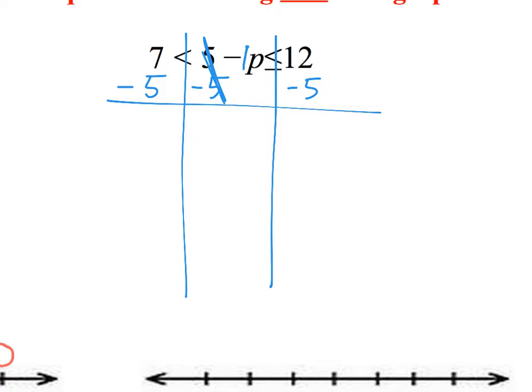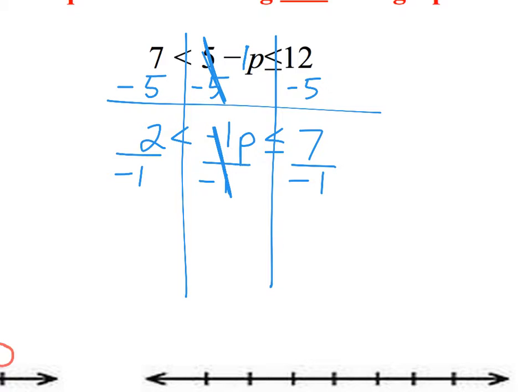So that would be 2 is less than -1p is less than or equal to 7. And Maddie, what do I do next? Divide by -1. Why am I dividing by -1? Because the p is negative and you undo negative. Okay, we're undoing multiplication. Divide by -1 everywhere, which will make the middle part cancel out.